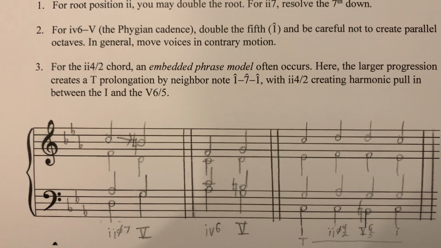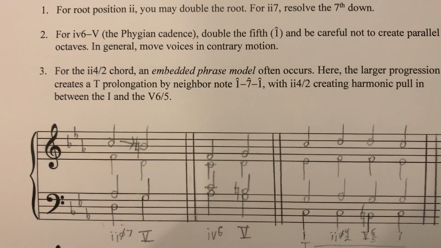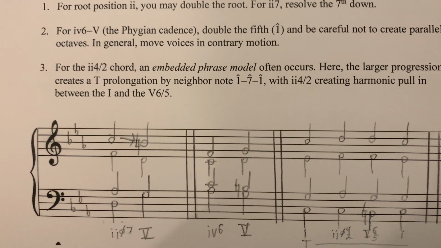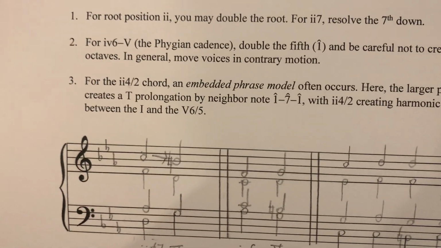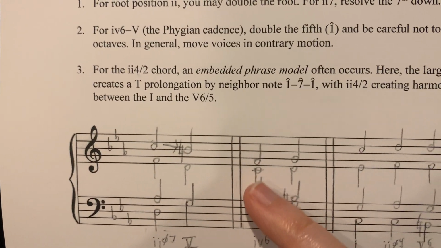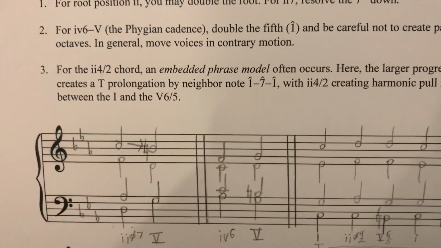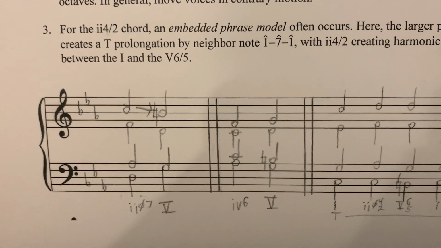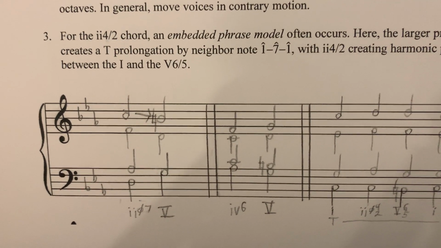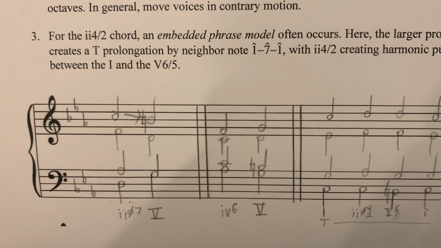My recommendation, if it goes to a root position 5, is to double the 5th of the 4/6 chord. So that would be here, the note C, scale degree 1. That's the best note to double. And then try to move the voices in contrary motion as much as you can. Be careful not to create parallel octaves.